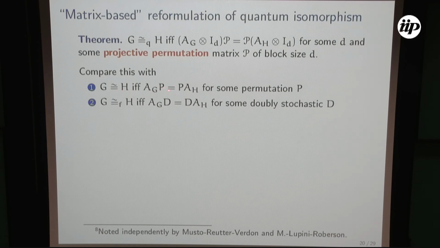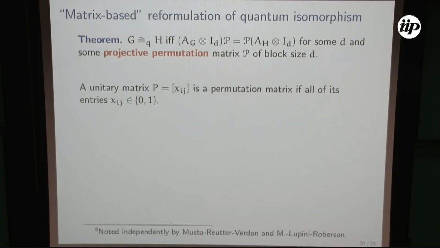Here I'm requiring that there exists a permutation matrix P, and for fractional isomorphism, that there exists a doubly stochastic matrix D. So syntactically, this thing looks very similar to these. Okay, but what is a projective permutation matrix? First, I want you to take a very special definition of a permutation matrix. I could say that a matrix is a permutation matrix if it's unitary and all of its entries are either 0 or 1.